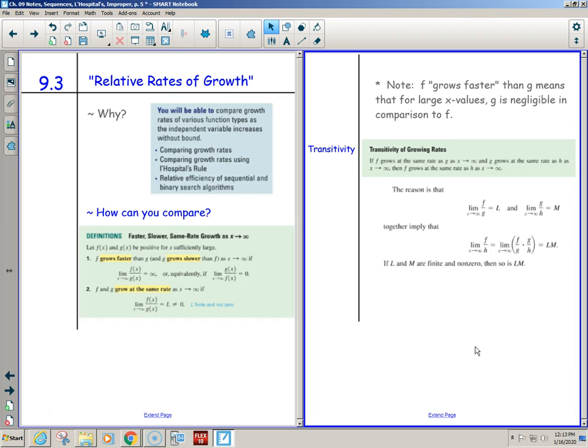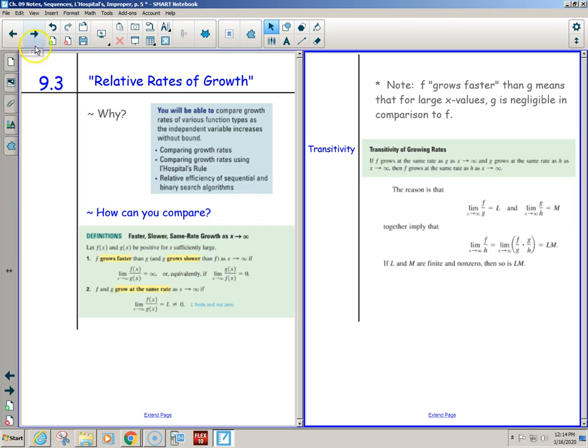Whenever you have a limit being 0, well, eventually, for sufficiently large values of X, that top is negligible because of the bottom. Or when the limit is infinity, that top, for sufficiently large values of X, is not being affected by that bottom anymore.